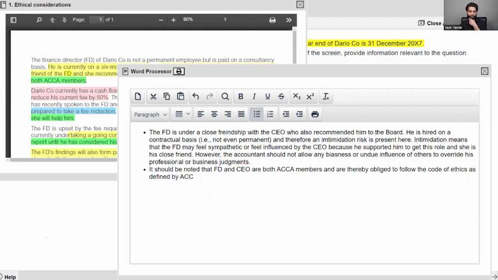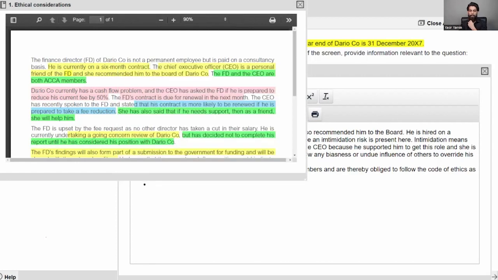All right. Let's move forward. I want points from you guys as well. So we studied that Dario company currently has a cash flow problem, and she asked the CEO to reduce his fee. The finance director's contract is due for renewal next month. And the CEO has said that his contract might be renewed next month if he's prepared to take a fee reduction. At the same time, she is ready to support him personally. We can write some points here.